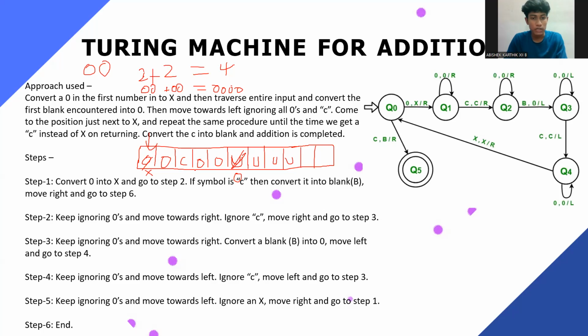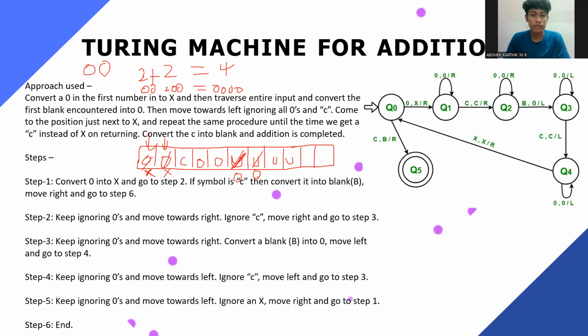And then we start scanning towards the left, and when we encounter the first x, we ignore that x, we keep it as it is, and then we go one step right of it. If it is a 0, we convert that 0 into an x. If it's a C, I'll tell you what happens. So if it is 0, we convert it into x, and we keep scanning right until we reach a blank. When we reach the blank, we convert the blank into a 0.